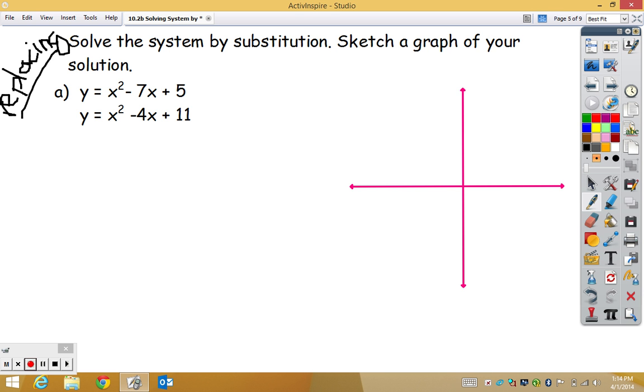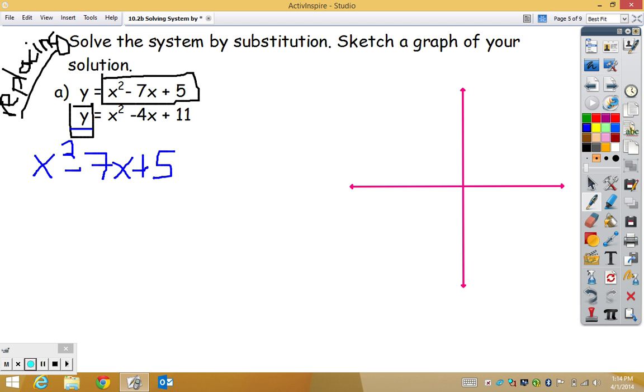So notice here we have y equals. I'm going to take what y equals and replace the y in the other equation. So instead of y here, I'm going to have x squared minus 7x plus 5. Then everything else stays exactly the same, equals x squared minus 4x plus 11.